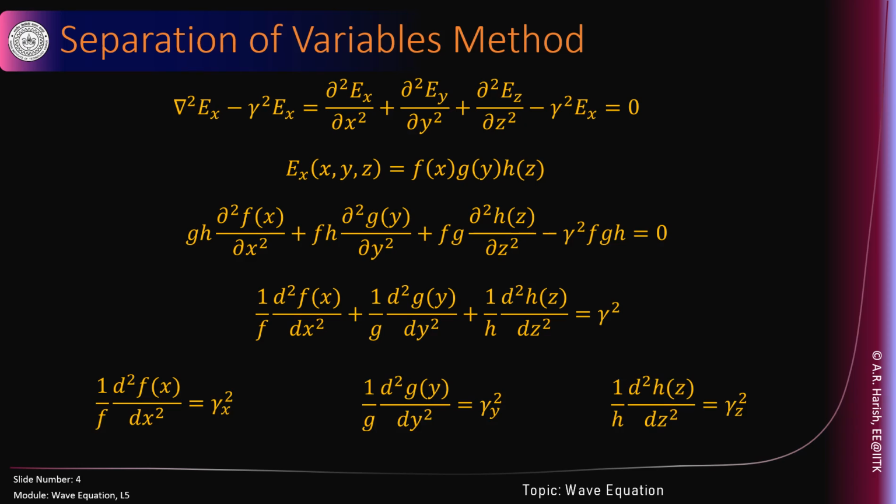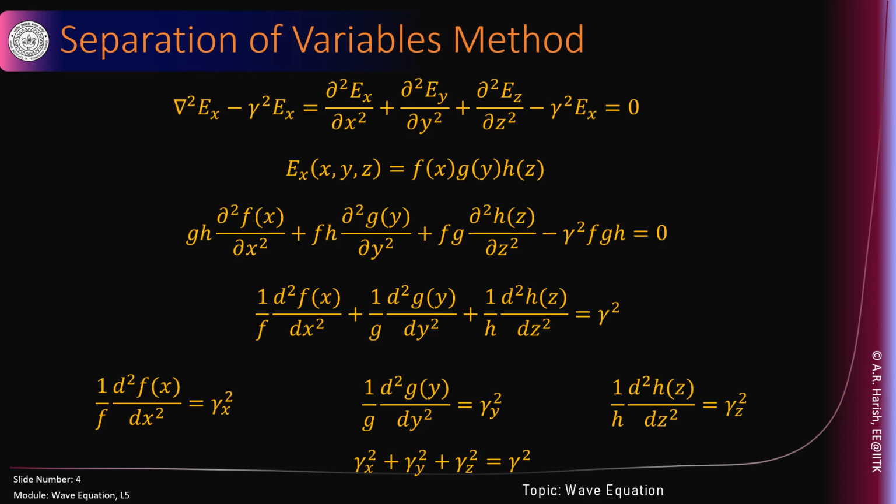Since one term is a function of x, another term is a function of y, and the third term is a function of z, the sum of that is equal to a constant. Therefore, each term must be a constant. Otherwise, there is no way we can satisfy this equation. And hence we write 1 by f d2f by dx square equal to gamma x square, where gamma x is a constant. Similarly, 1 by g d2g by dy square is gamma y square, and 1 by h d2h by dz square is gamma z square. And this has to satisfy a condition, that gamma x square plus gamma y square plus gamma z square must be equal to gamma square.